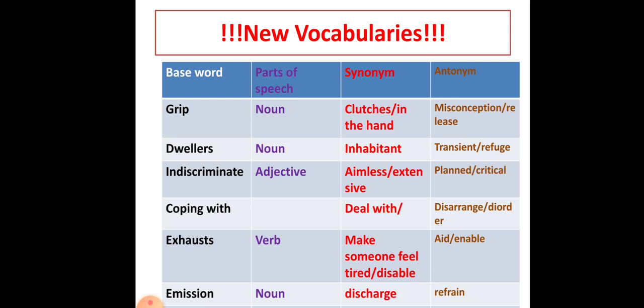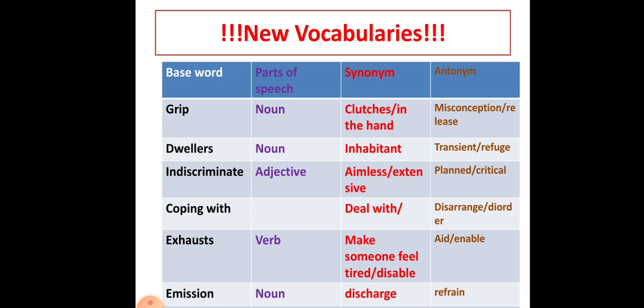Okay, the first one is grip. You can notice this word in the first line of the passage. It belongs to the noun part of speech, and the meaning is clutches or in the hand. Yes, in the grip. And the antonym is release. Dweller is a noun, and the meaning is inhabitant, and the antonym is refuge or transient. Indiscriminate is an adjective, and the synonym is aimless or extensive. Coping with means deal with, and disarrange is the antonym.